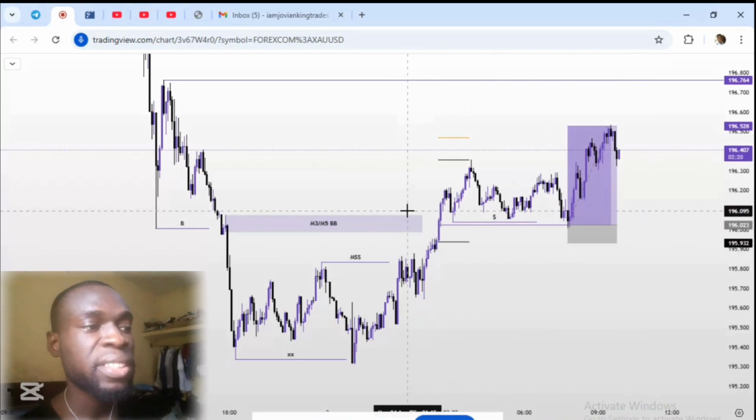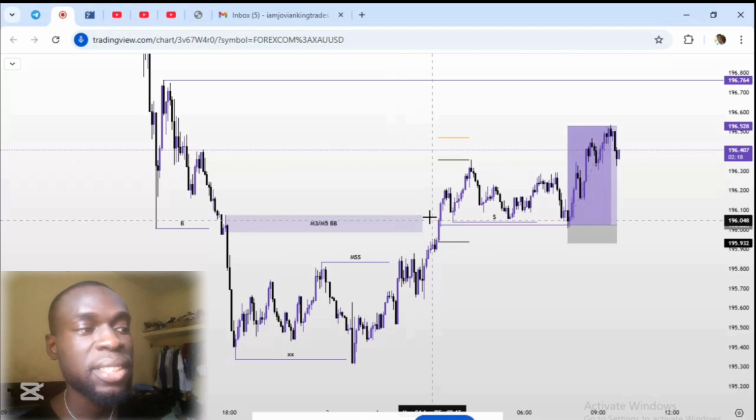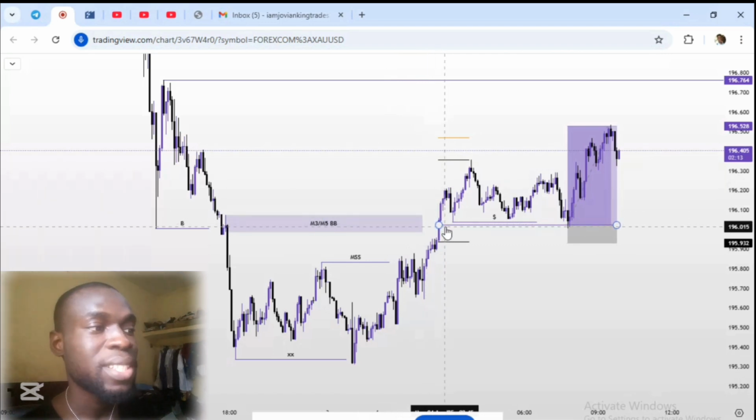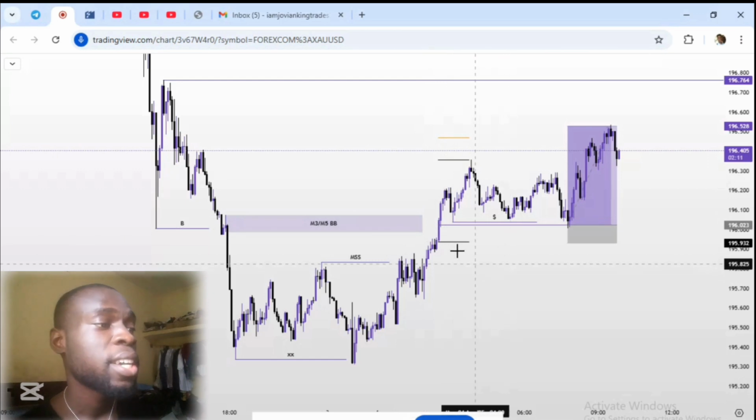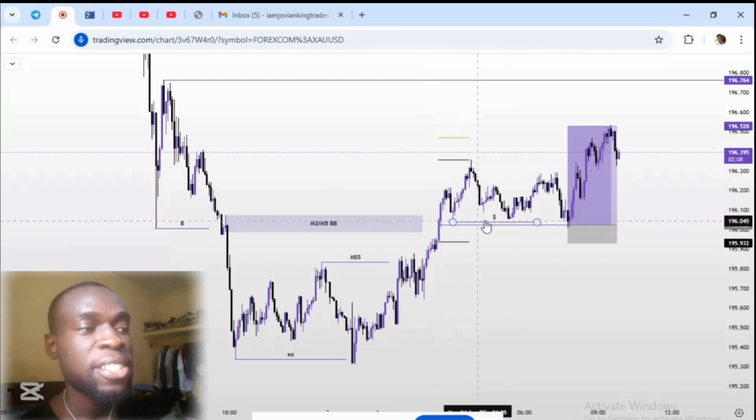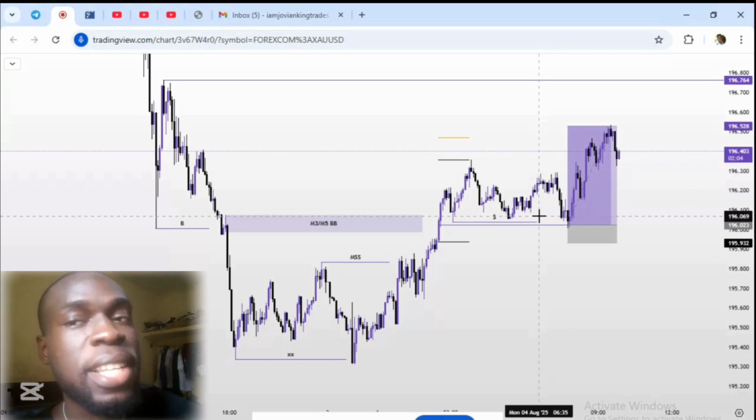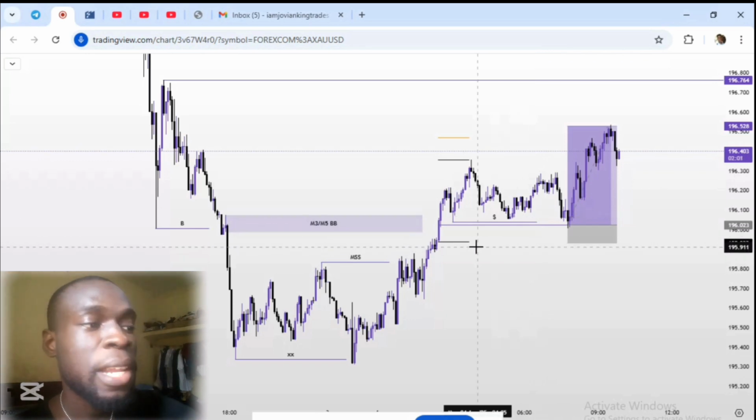Now instead of me just taking and risking the whole of this as my SL, I then have to find a refined entry with an inducement confirmation, right? So if you see, here was my inducement liquidity and here was my entry. Then you will be like, how then did I know that I should enter from there? This is where fib level comes in.